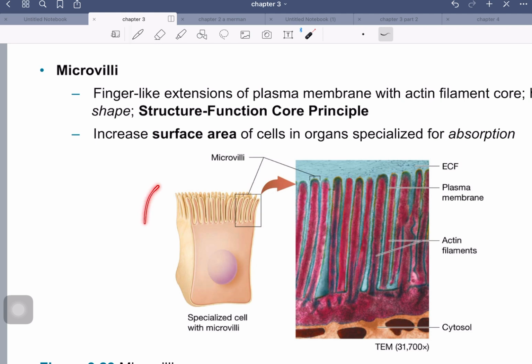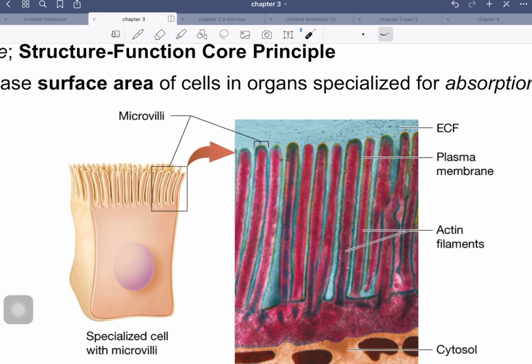Whenever you see microvilli, you can almost pretty well bet that we're looking at an attempt to increase surface area because I need to absorb materials at that place. And as I said, as we zoom in, you can see how much surface area there is. That really gives a lot more surface area. And we do have those actin filaments that run up through here.